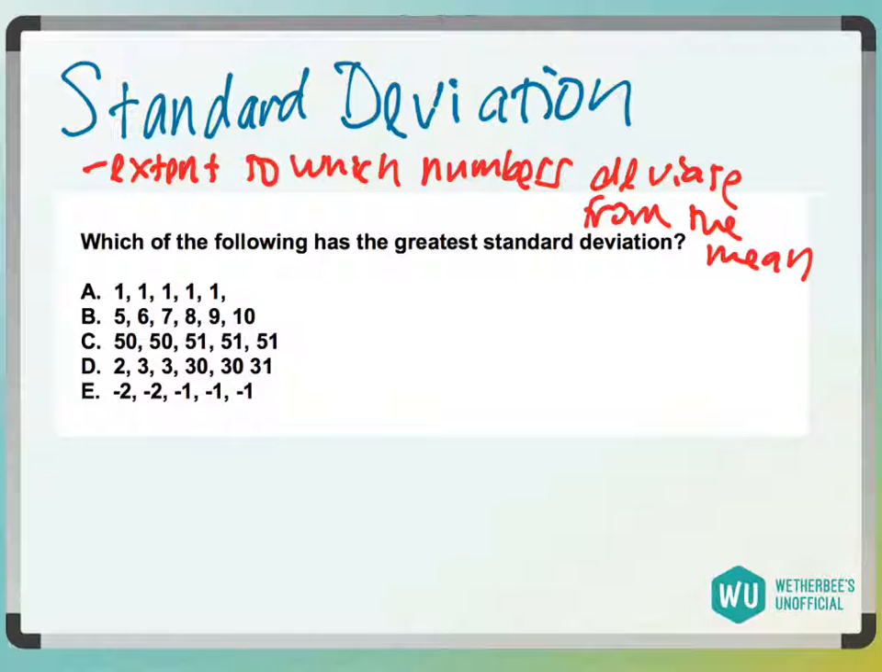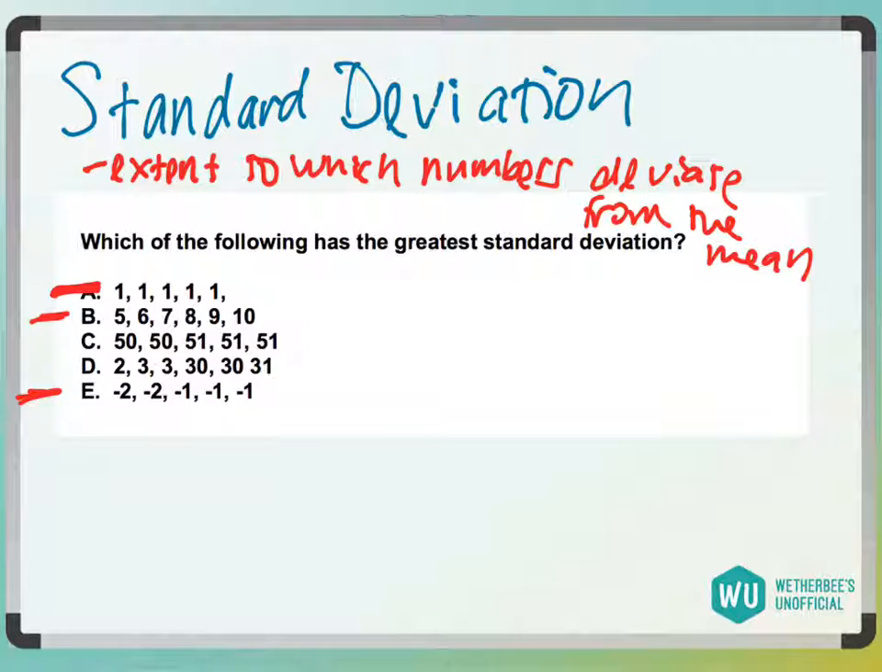The mean is the average, right? So it's really testing how much things vary. When we say the extent to which numbers deviate from the mean, something like answer choice A would have no standard deviation. The mean would be 1, and none of them would deviate from the mean. Something like B and E would have standard deviations, right?